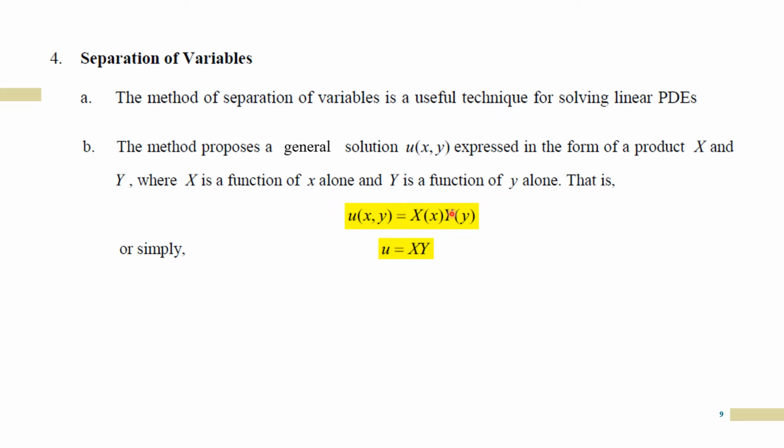So the general solution u(x,y) is equal to the product of X(x) and Y(y), or simply u is equal to X times Y.